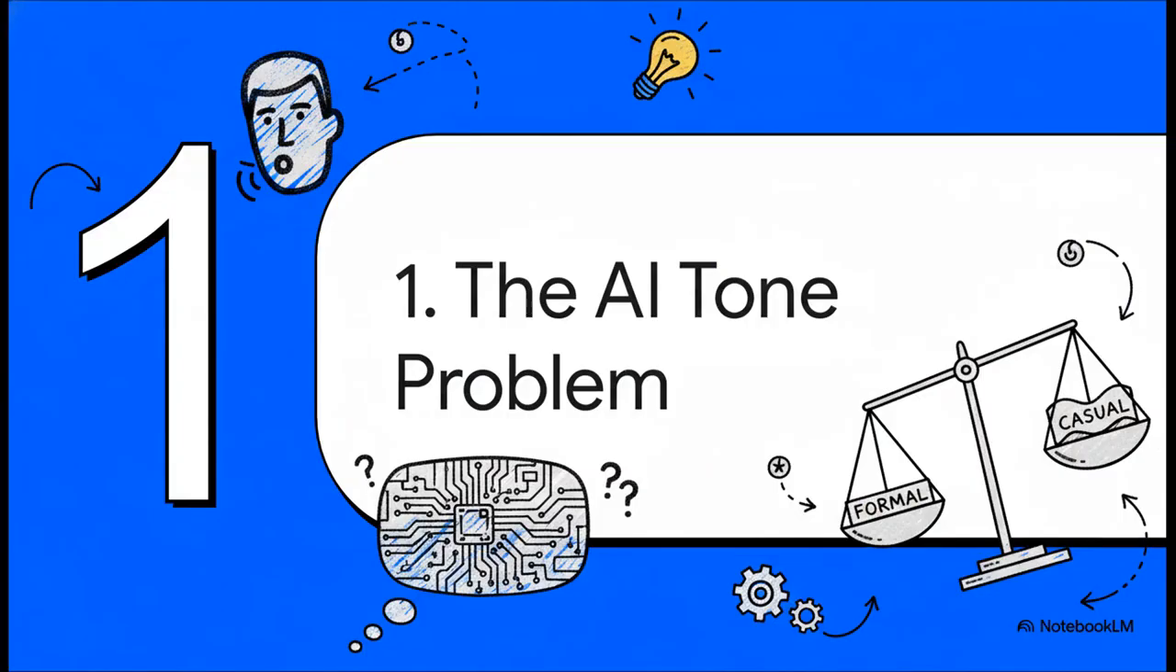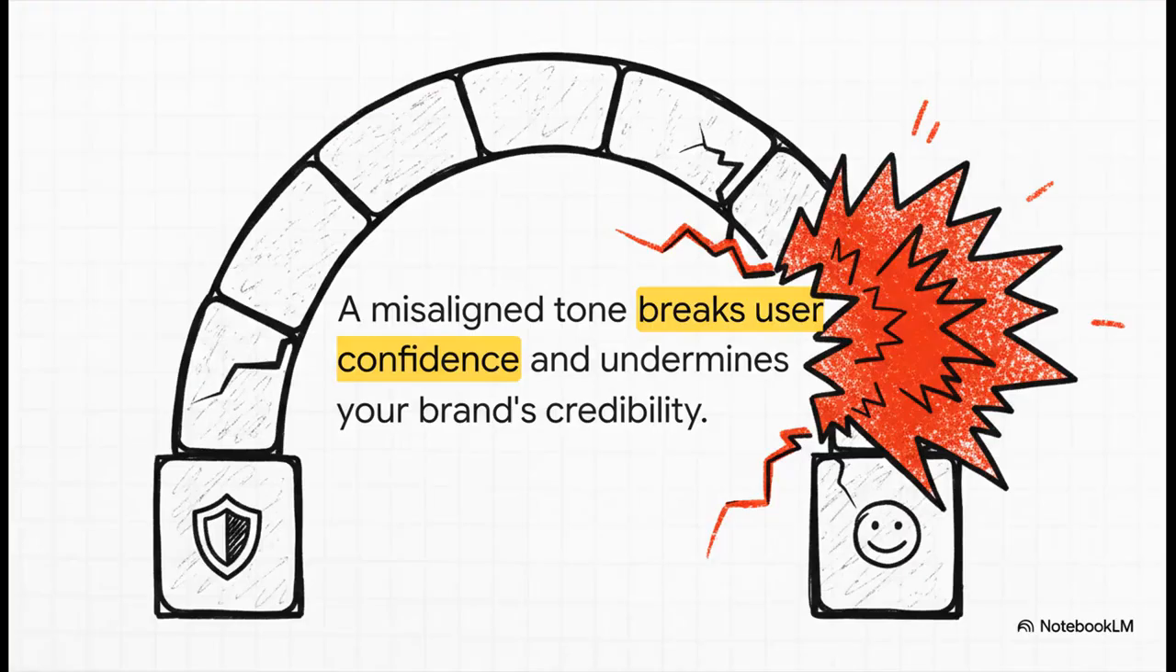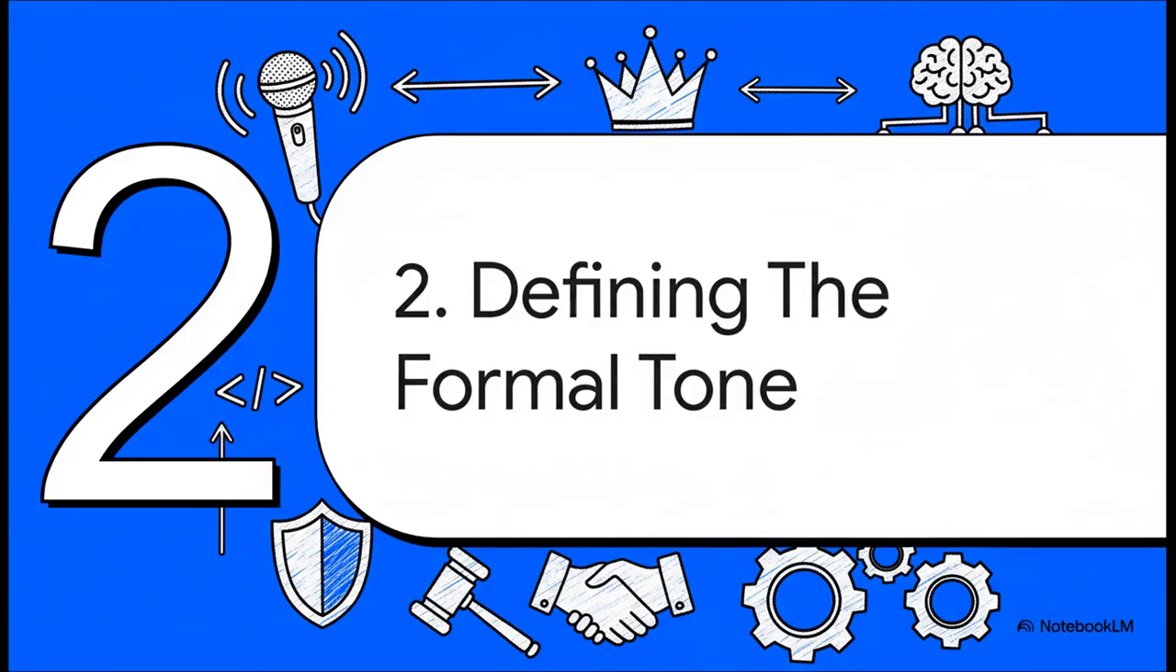And that right there brings us to the heart of the matter, the AI tone problem. So here's the bottom line. When that tone doesn't line up with what the user needs or what the conversation is about, you've got a huge problem. It doesn't just make your brand look unprofessional, it makes the user start to think, wait a minute, is this thing even smart enough to help me?